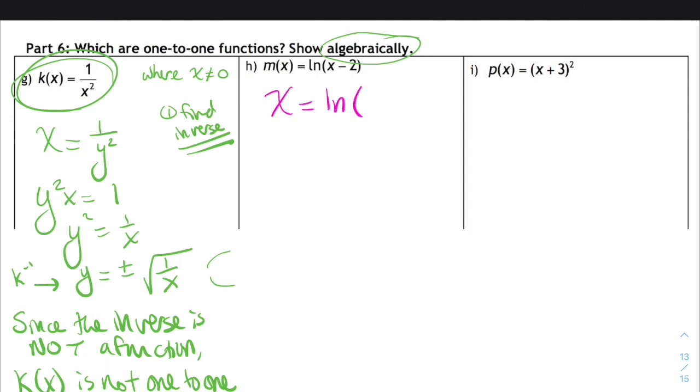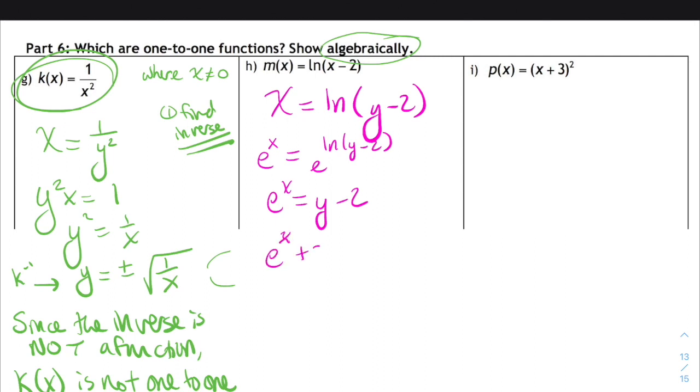x equals the natural log of y minus 2. Now we're going to have to dig into chapter 5, unit 5, with our solving methods here. We have the variable trapped inside of a logarithm, so we can exponentiate both sides. When I exponentiate both sides, I get e to the x equals y minus 2. And now I can add 2 to both sides. Now this is the inverse. This is m's inverse.